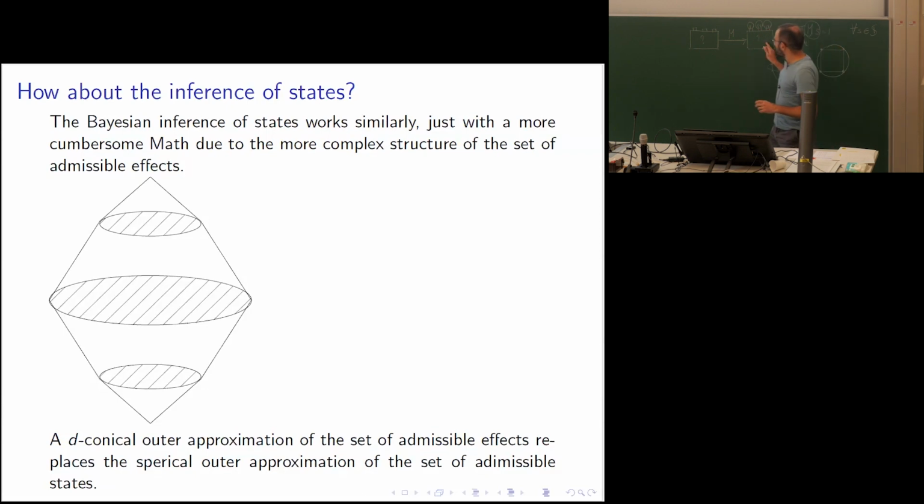Our inference of measurement relied on an outer approximation of the state space that can be done nicely with a ball, because pure states live on a ball, so the state space in some sense is not that different from a ball. The effect space is much harder to characterize. It's a bicone, no? The cone of operators that are in between 0 and the identity.